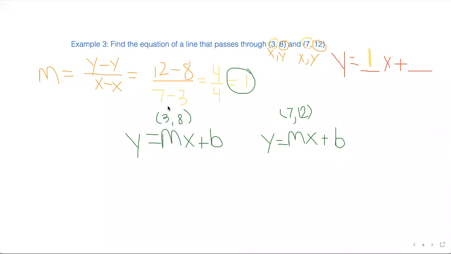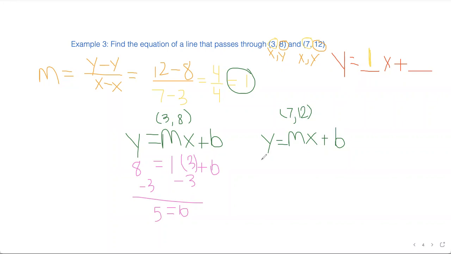So if I plug this one in, remember my 8 is my y. So I'm going to plug it in as 8 equals m of 1 times x, which is 3, plus b. So I'm going to skip this step in my head because 1 times 3 is just 3. So I'm going to subtract 3 from both sides, and I get b is 5. So let's see if I plug in 7, 12, if I'm still going to get the same answer.